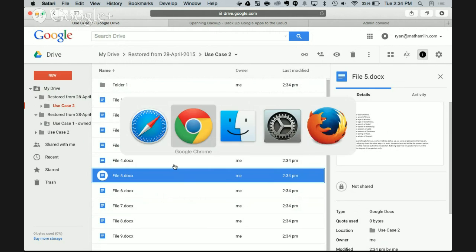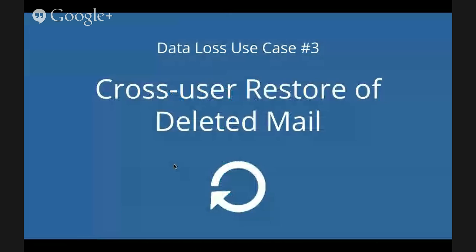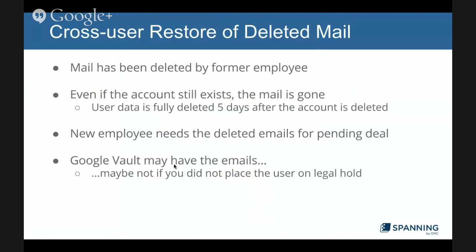Okay. Let's jump back over here. The third use case I wanted to cover is cross-user restore of deleted mail. What happens oftentimes, and we've heard this story from a number of our customers, is you have mail that's been deleted either by an active or, a lot of times, a former employee. Somebody leaves the organization and cleans up all of their email before they leave. Then at some point the organization realizes that would be important information for the new employee or for a different department manager. It might be related to a project.